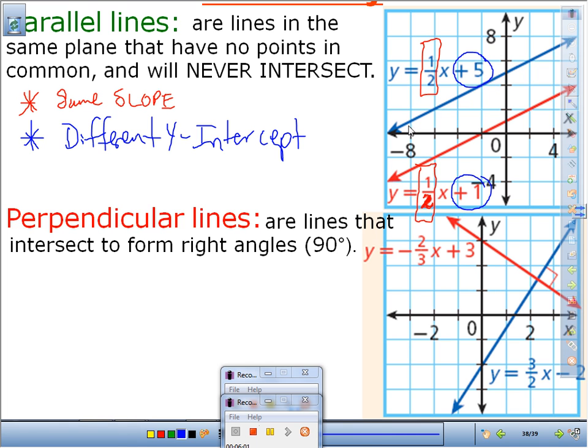And let's see over here. Is this blue line crossing at a different point than the red line? Yes, but they're still parallel because they have the same slope. So they have the same slope, different y-intercept. Okay? So far so good, right? All right. So now let's look at the perpendicular lines.